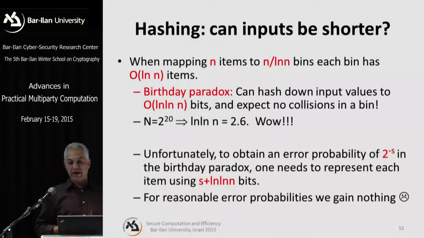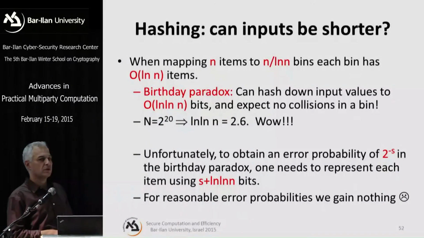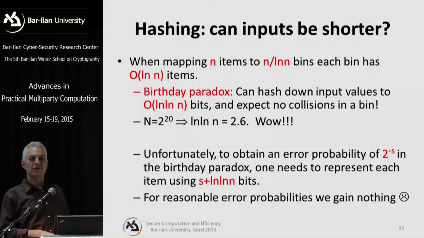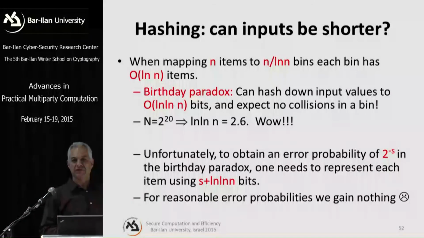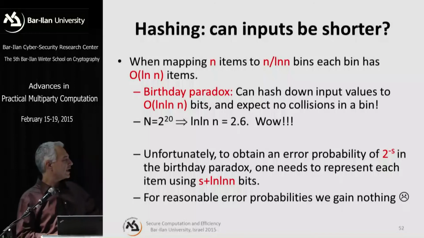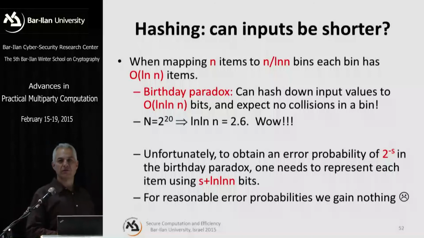Okay, and it seems very promising because if n is 2 to the 20, we want to compute the intersection of 1,000,000 items. Then log n is 20. So the representation, if you can do a representation of that size exactly, that's amazing. But even if you have a factor of 4 in front of that, it's a representation of size 10 instead of 32. So we improve the performance by a factor of 3. That's amazing. Unfortunately, it doesn't work.